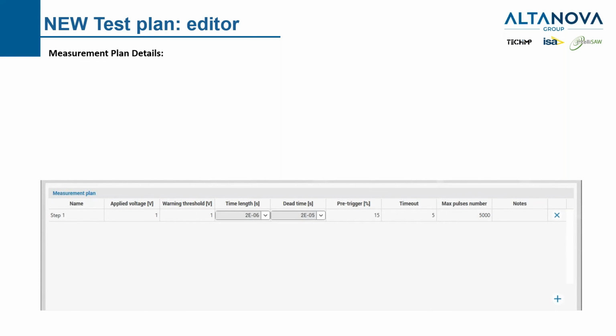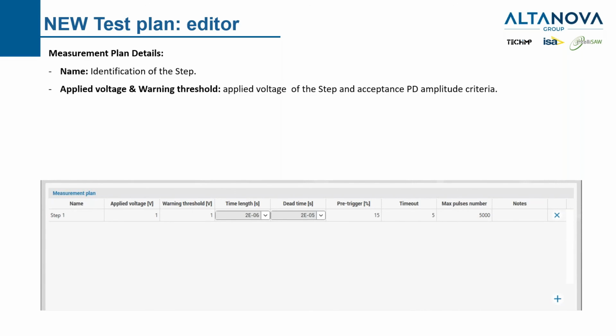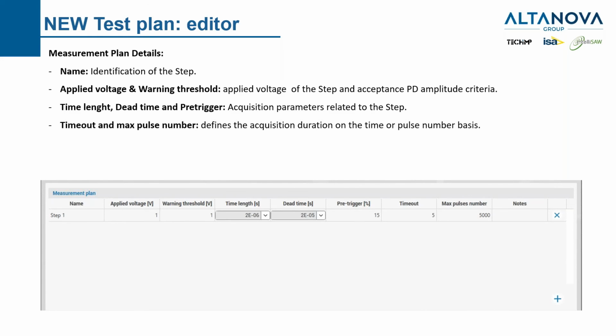Then we have the measurement plan details. So we will typically have steps. So we will have a step name, the applied voltage and the acceptance threshold that we have for that step. Then we can select acquisition parameters that we want to have, like time length and the time. Also timeout and max pulse number. Those are typically the 2 key parameters to define the acquisition duration. And if you want, we can put some additional notes about the step.